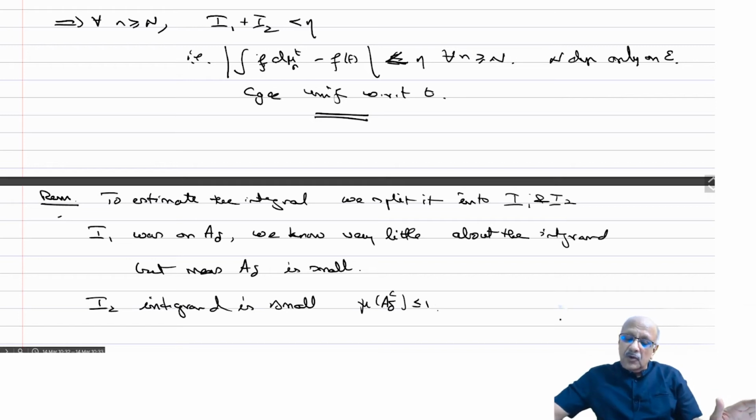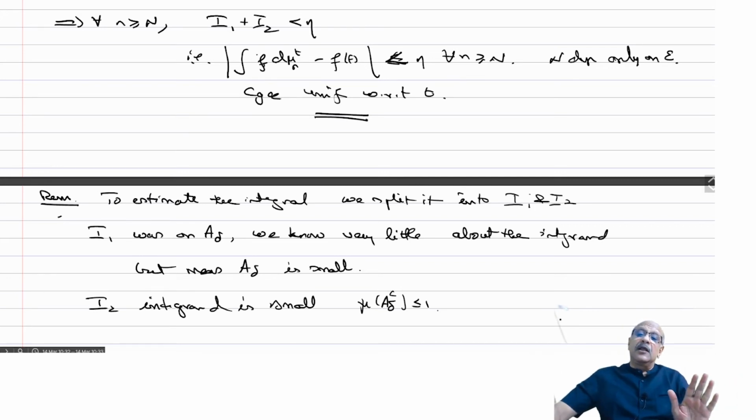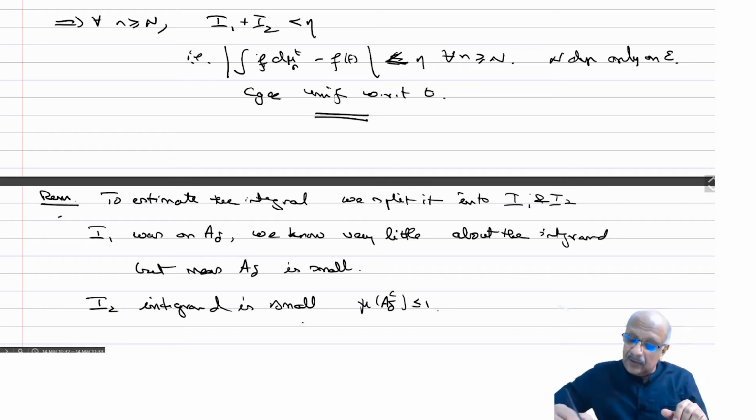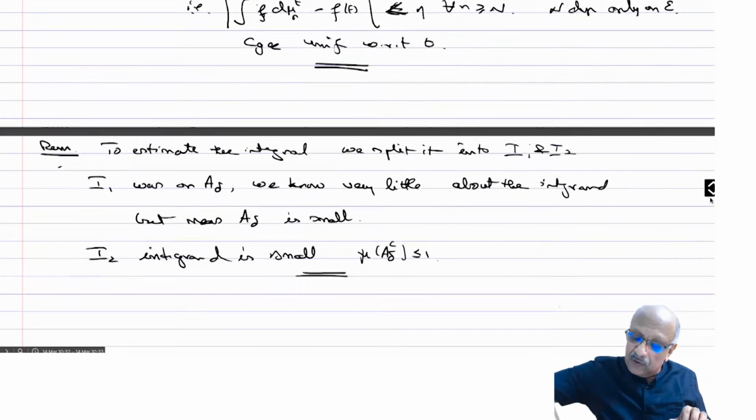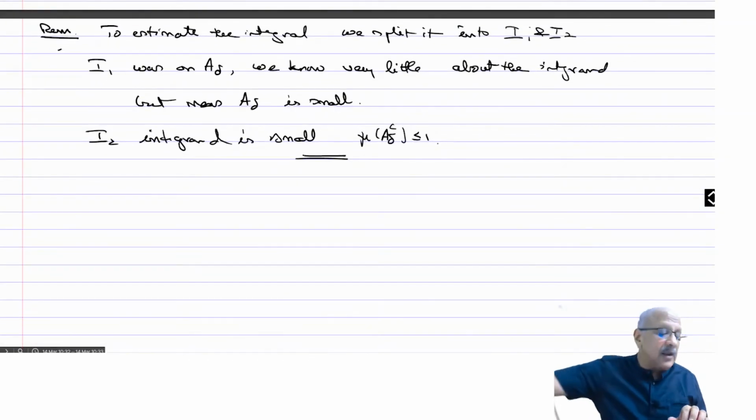So we split the integral. On one part we have information on the measure of the set, on the other we have information on the integrand. Using these two complementary pieces of information, we are able to estimate the integral. This kind of divide and rule policy is very helpful. It is a very useful technique to know whenever you want to estimate some integrals.